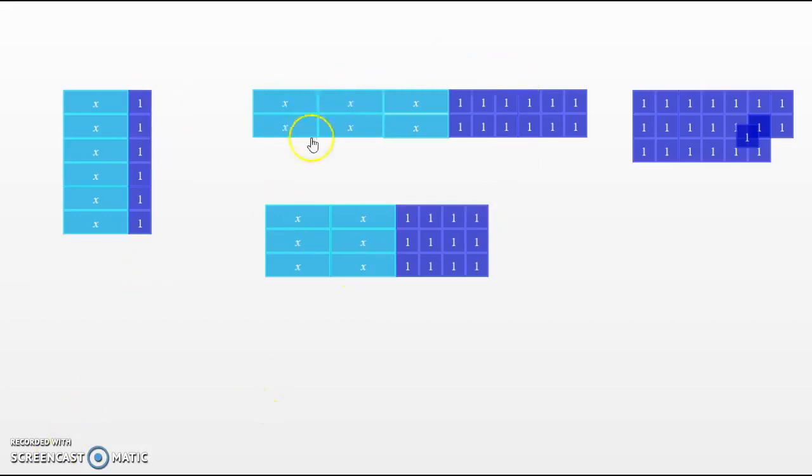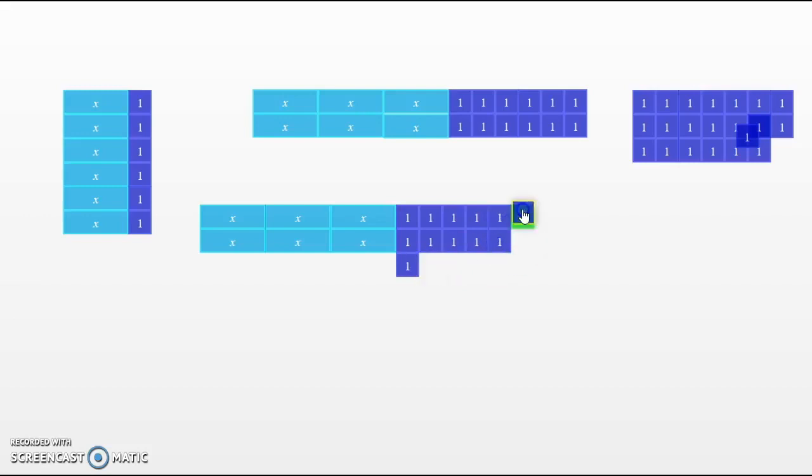But perhaps these might be related. Let's see if I can move some of these around to see if I can make it the same shape as the one above. If we can, then I know they are equivalent. And I see that I've got 2 copies, or 2 times the quantity of 3x plus 1, 2, 3, 4, 5, 6. So the middle and the right expressions are equivalent to one another.